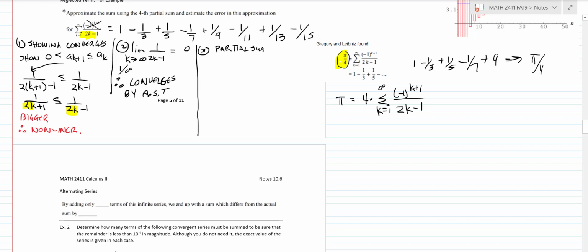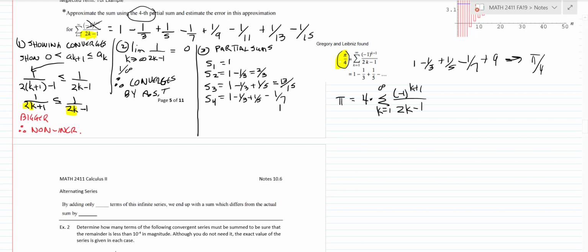We can use a calculator to do this and get this accurate. So S of 1 would just be the first term, 1. S of 2 would be 1 minus a third, so that's equal to 2/3. S of 3 is going to be 1 minus a third plus a fifth, which I think will be 13 over 15. Then we'll go all the way up to S of 4, because the directions of the problem say we want to use the fourth partial sum. So it's 1 minus a third plus a fifth, and then minus 1/7.